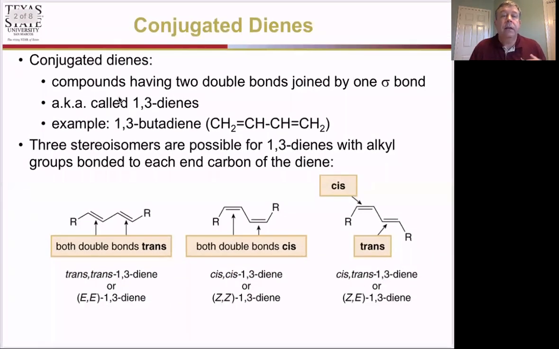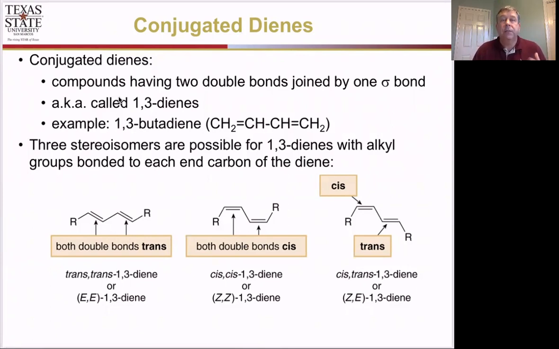So the first thing we need to think about conjugated dienes is that it has the consistent structure of having two double bonds joined by a single sigma bond. And so they are typically called 1,3 dienes, and they're in conjugation because the pi from one double bond can overlap with the other double bond, giving us different reactivity.